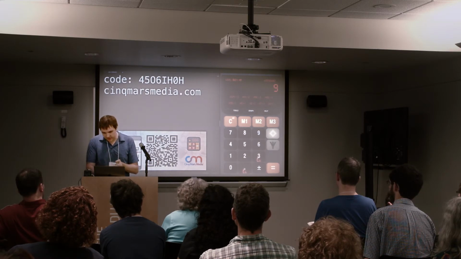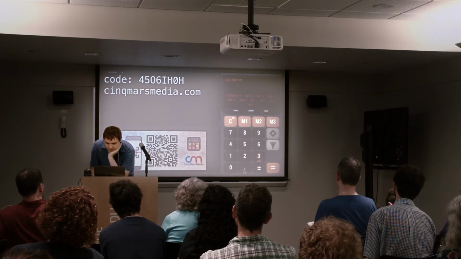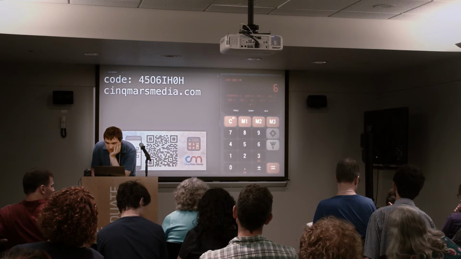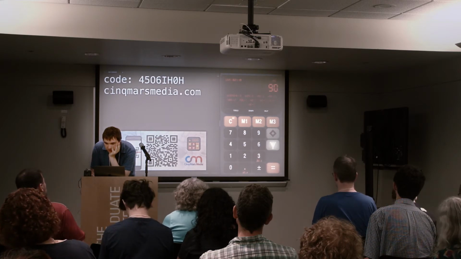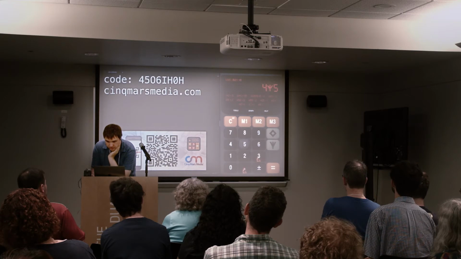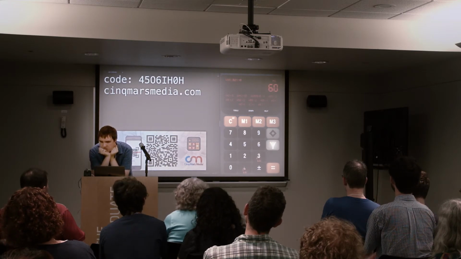So somehow we're going to need to exploit this binary function here in order to calculate a pan-digital number. So let's see what it does. 6 pitchfork 5, 90. 1 pitchfork 2 is 6. 4 pitchfork 5 is 60.